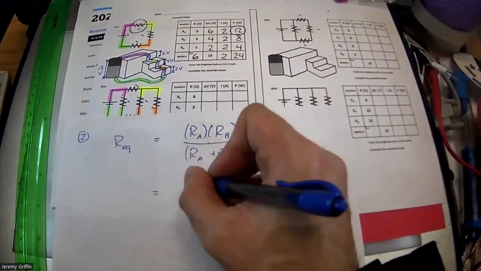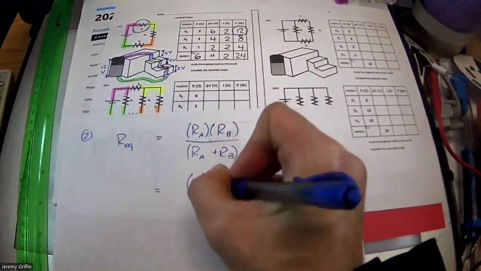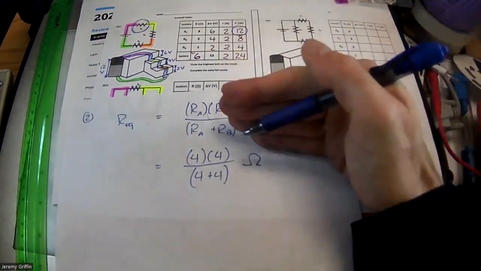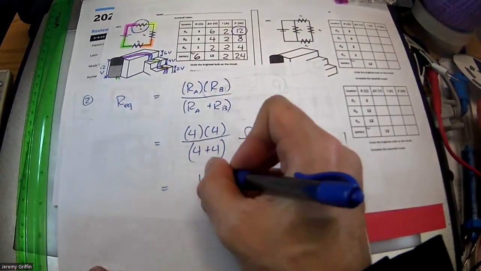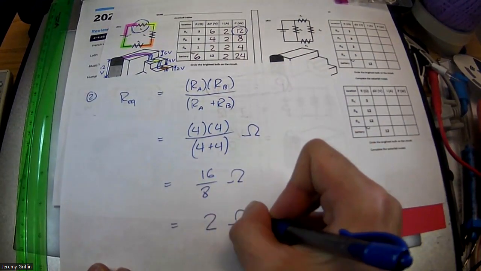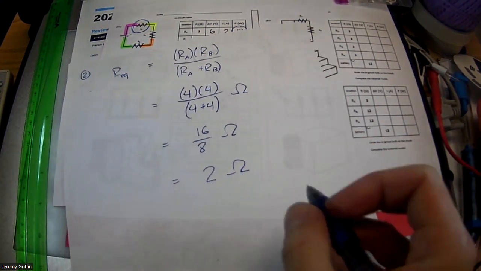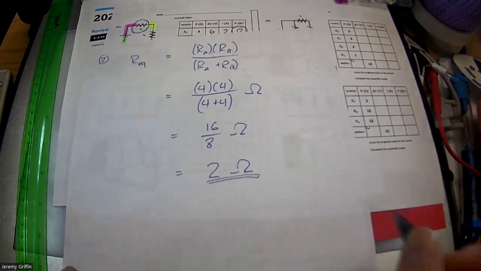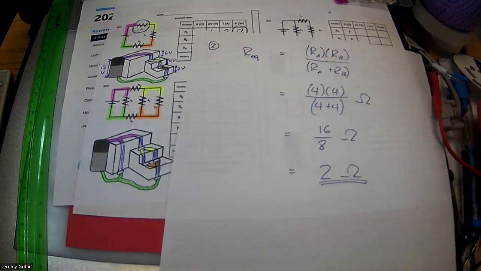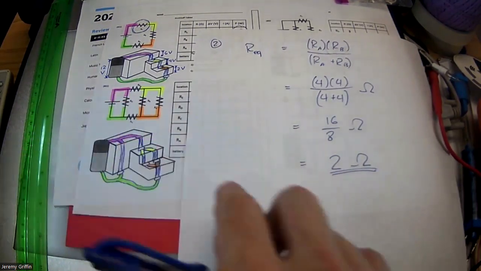So let me show you. So if I do 4 times 4 over 4 plus 4, total ohms, I got 16 over 8. 16 over 8 is indeed 2 ohms. Okay. Now that's not the answer to anything on the table. That's just the middle step. Okay. So one step down. Okay. It's part of the process. We're working our way back towards the voltage source.